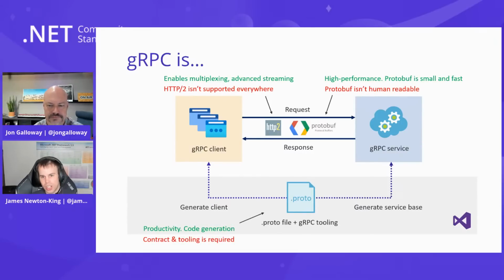And then this contract first way of doing development is really great for productivity. You can just update that proto file in one place, then tooling throughout your stack will generate all your messages, your service-based type, your strongly typed client. You don't need to worry about routing or serialization or HTTP headers. All of that stuff is handled for you.